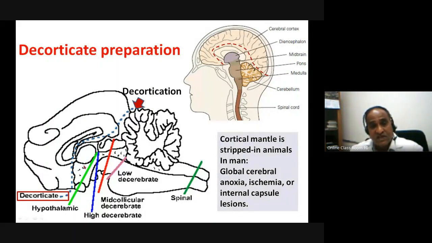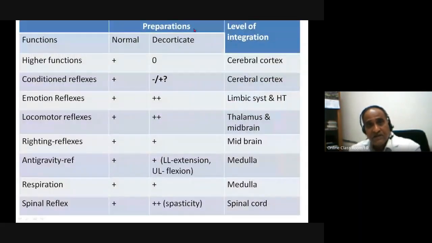So this is the decorticate. You can see this dotted line and the arrow here. Now, what happens in this decorticate preparation? Because the entire cortex has been removed, you don't have the frontal cortex or the centers which govern the higher functions. So higher functions are absent in this decorticate animal. The conditioned reflexes are usually absent because they are processed in the cerebral cortex.